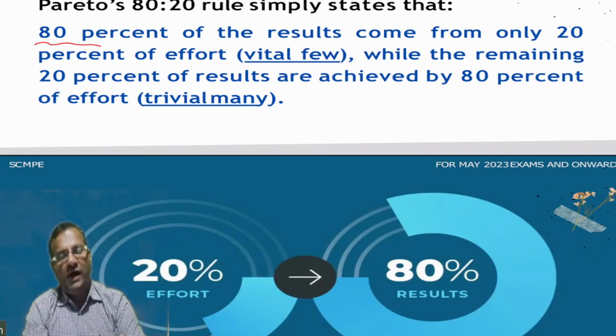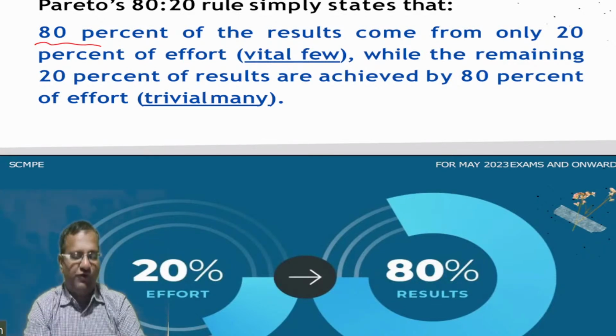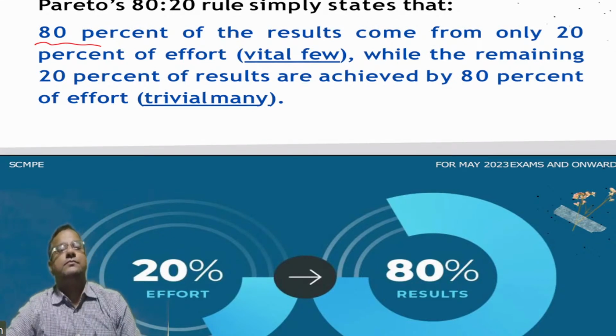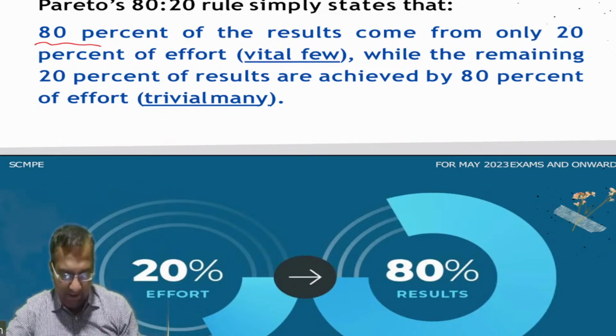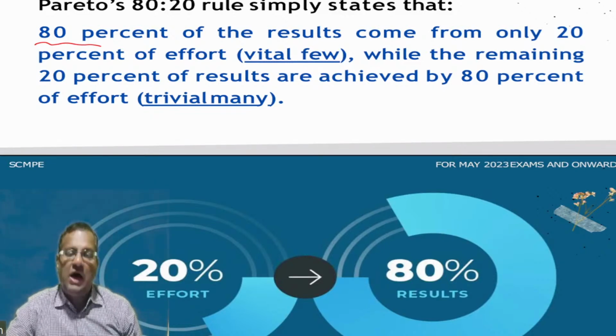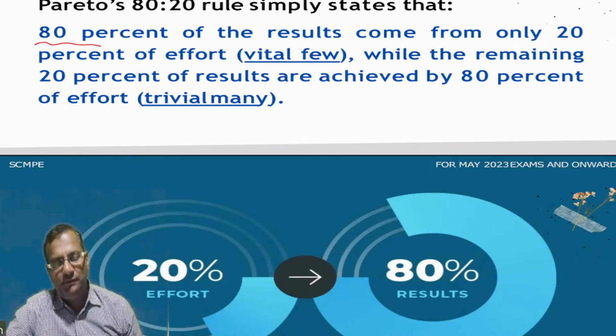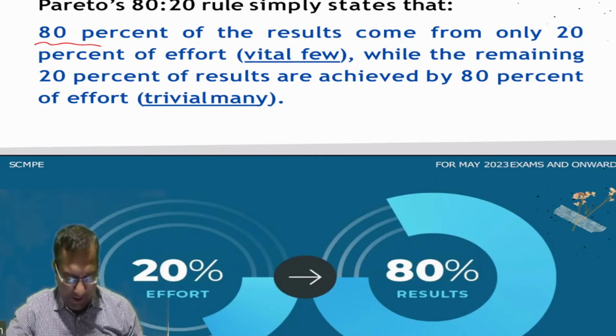Next line, while the remaining 20% results are achieved by 80% efforts, ब्रैकेट में लिखिए बेटा, known as trivial many. You can get the spelling from the screen. Trivial many.